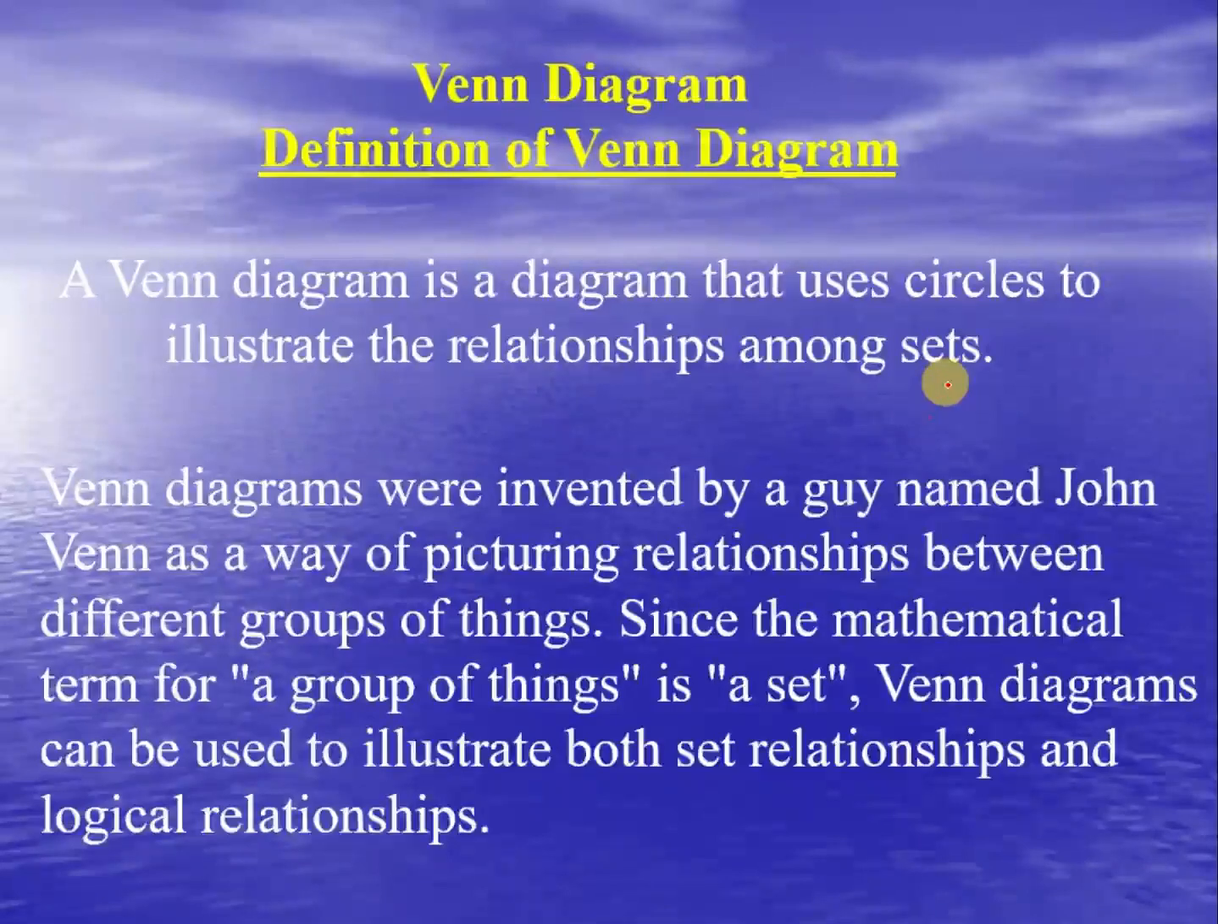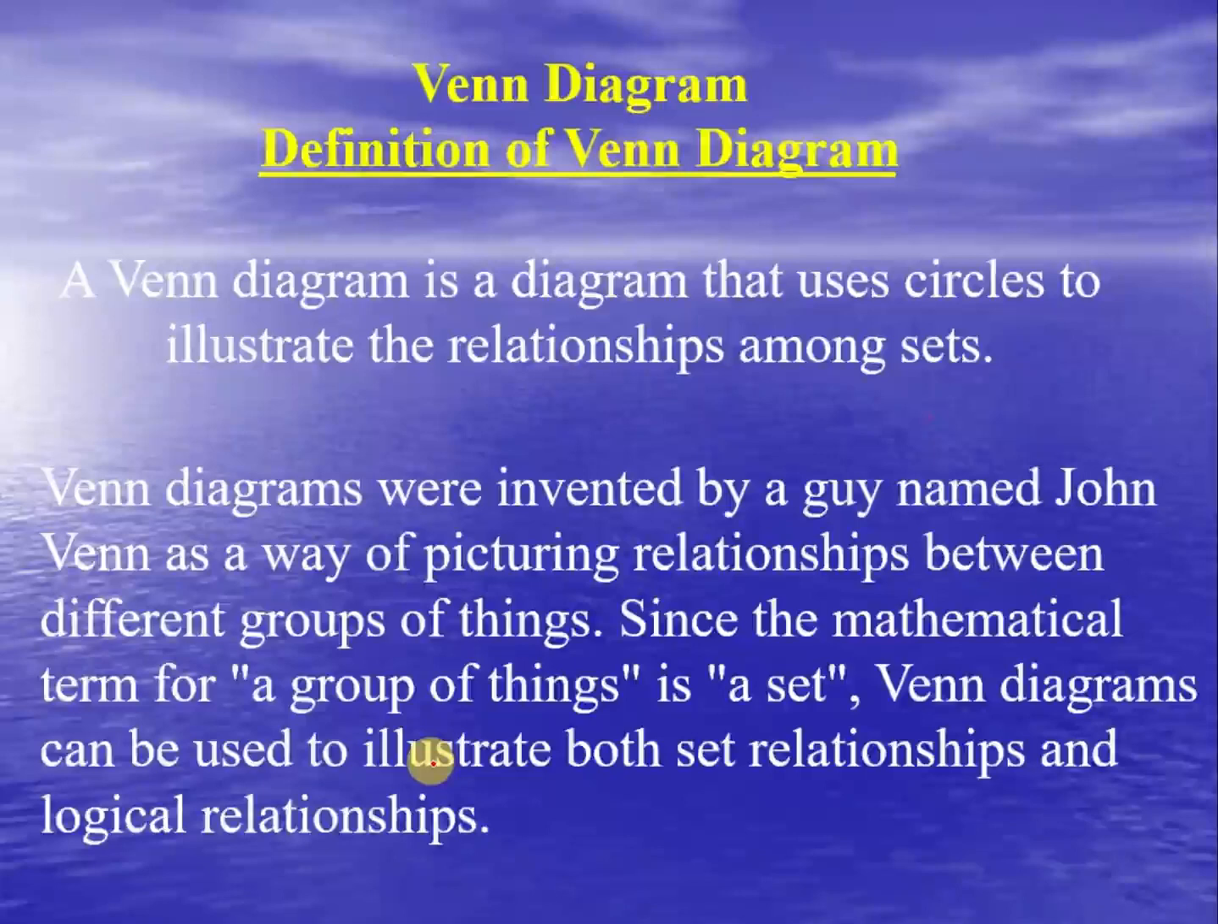So his name was John Venn, as a way of picturing relationships between different groups of things, and these different groups of things are what is referred to as sets. So one group has identical members, and the other group has other identical members. So he was trying to find the relationship between them, and since the mathematical term for a group of things is a set, the Venn diagram can be used to illustrate both set relationships and logical relationships. So because these groups, like I said, are sets, we use the Venn diagram to illustrate the relationships that exist between the different sets.